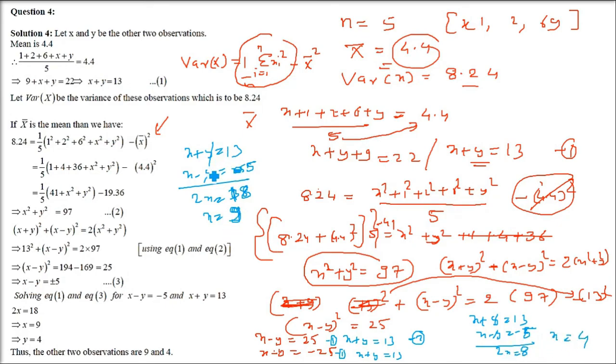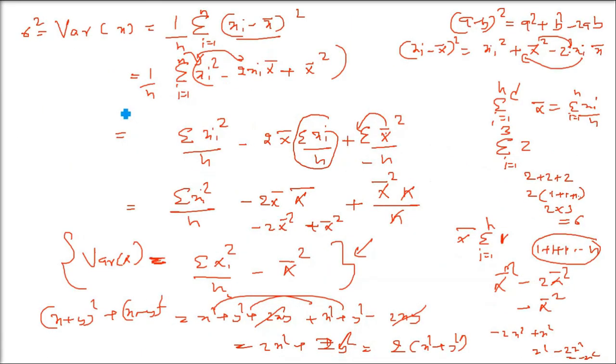So when x is equal to 4, you just put it here. When x is 4, x minus 4 equals 5, so y becomes 5 plus 4, that is 9. So when x is 4, y is 9, and when x is 9, y is going to be 4. Okay. So you have both types of solutions when you solve. X is 4, y is 9, and x is 9, y is 4. So ultimately you are getting two observations as 9 and 4. Okay, this is how you have to solve.